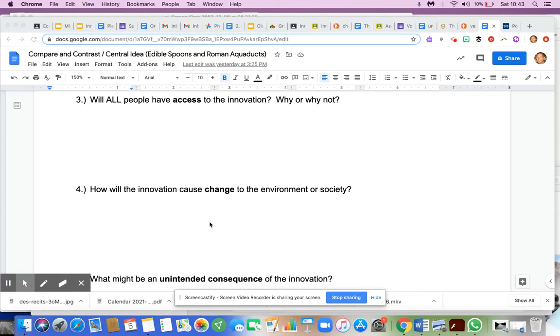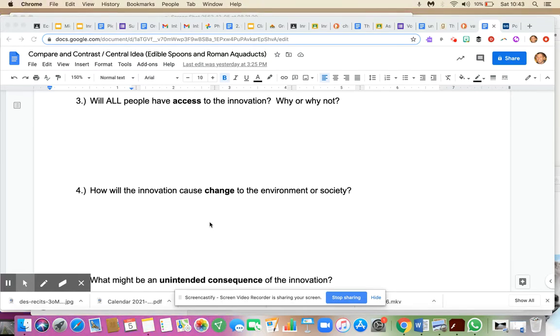How will the innovation cause change to the environment or society? So all 3 classes did a fabulous job last week of talking about how the food waste program in Norway impacted the environment especially, but then the environment connecting with society. So thinking about one of these innovations, the edible spoon or the aqueduct, how did it impact society?